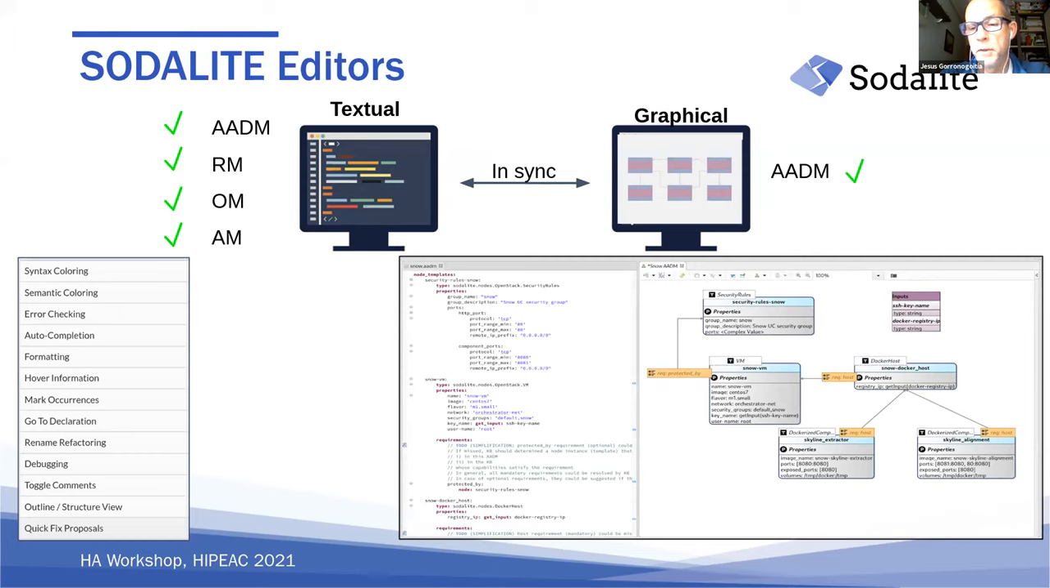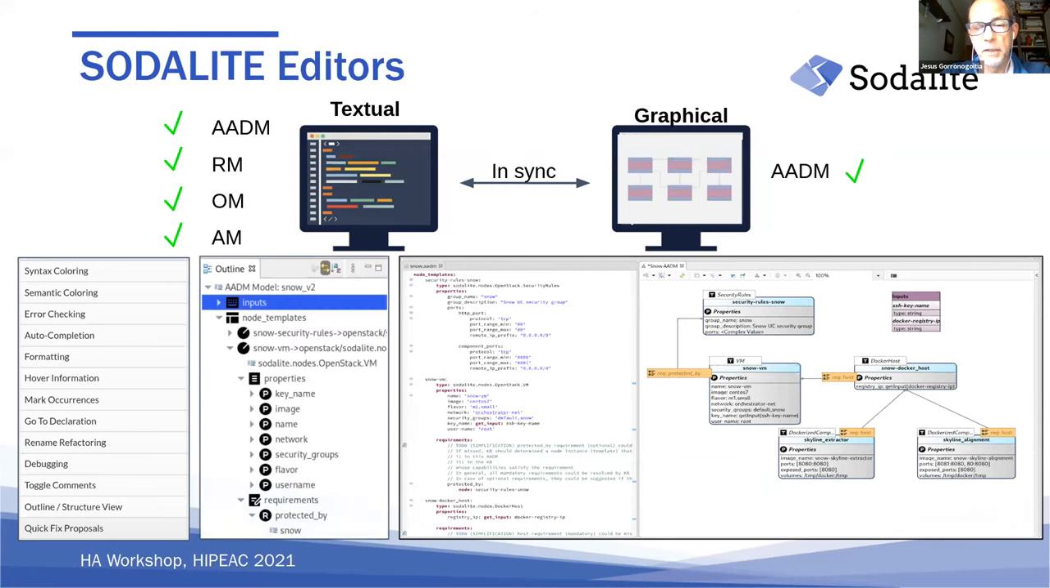And the user can opt for using one or another, and any change in one of the models automatically renders in another model. But we can also provide other representations of the same model. For instance, here is an outline, which is a tree-based representation of the model. And we have in mind to provide additional graphical representations, for instance, to describe the application topologies as a workflow topology, or other views that could be identified by our stakeholders.